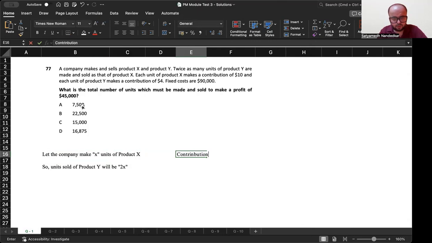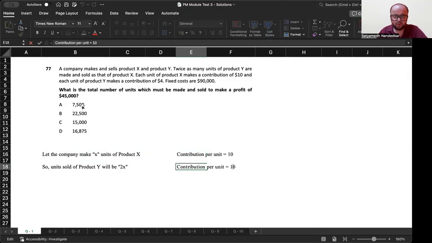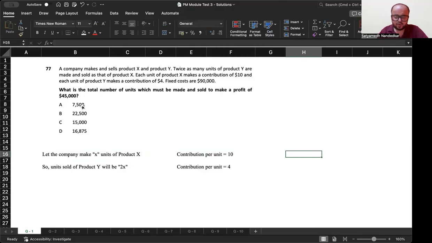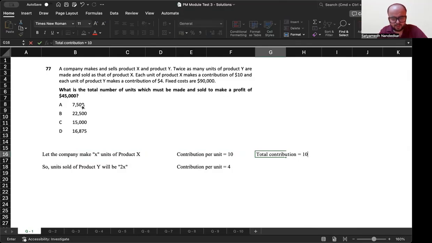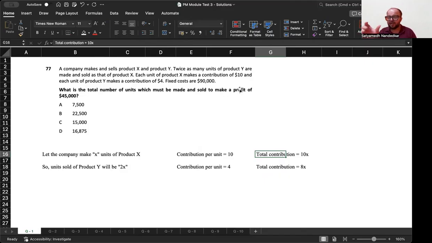Here, contribution per unit for product X, how much is it? Check once. Contribution per unit is 10 for product X and contribution per unit is 4 for product Y. Okay. So your total contribution will be 10x. Here your total contribution will be 2x into 4, that is 8x. This will be my total contribution. Okay, x into 10, 2x into 4. Now, the entire contribution has been expressed in terms of x right now.